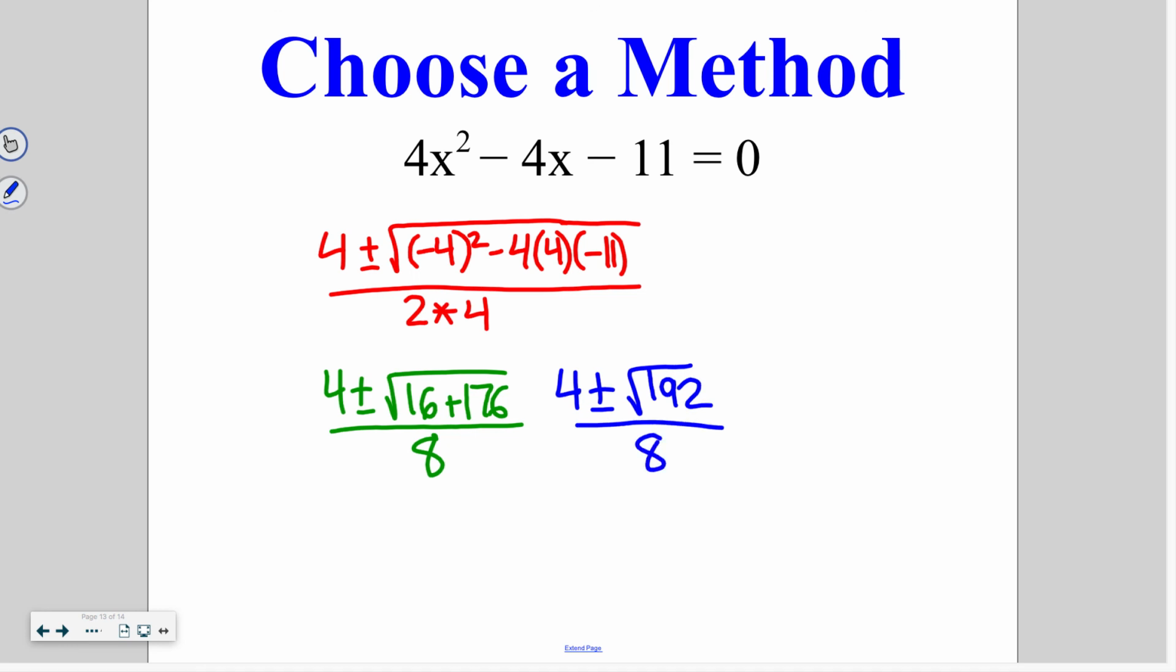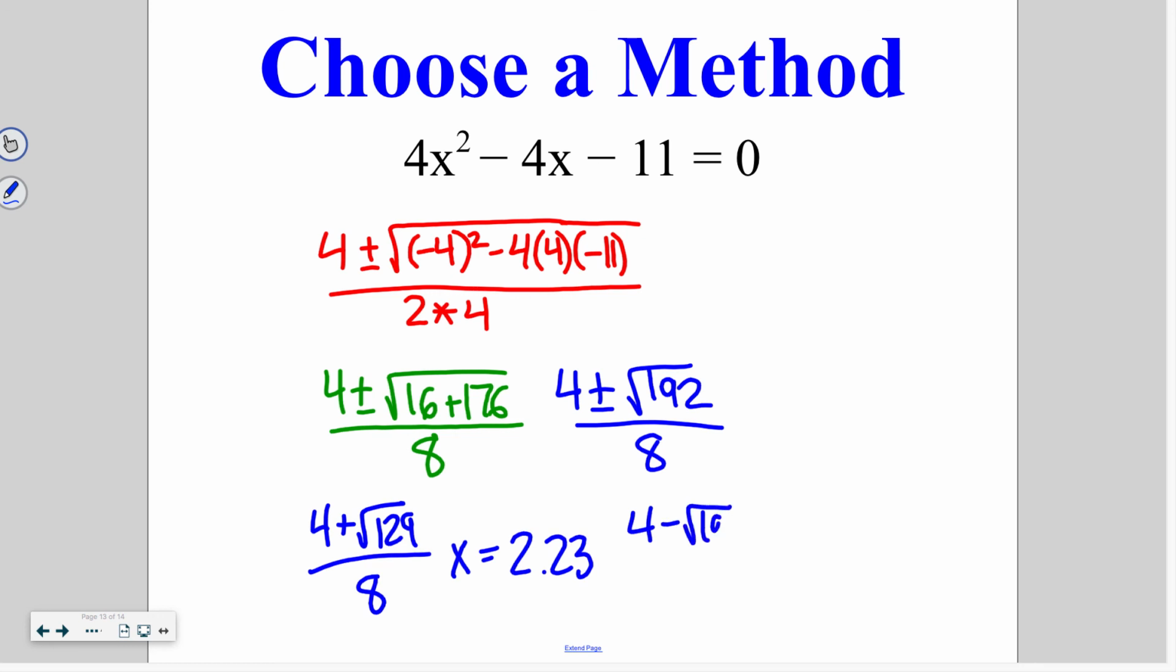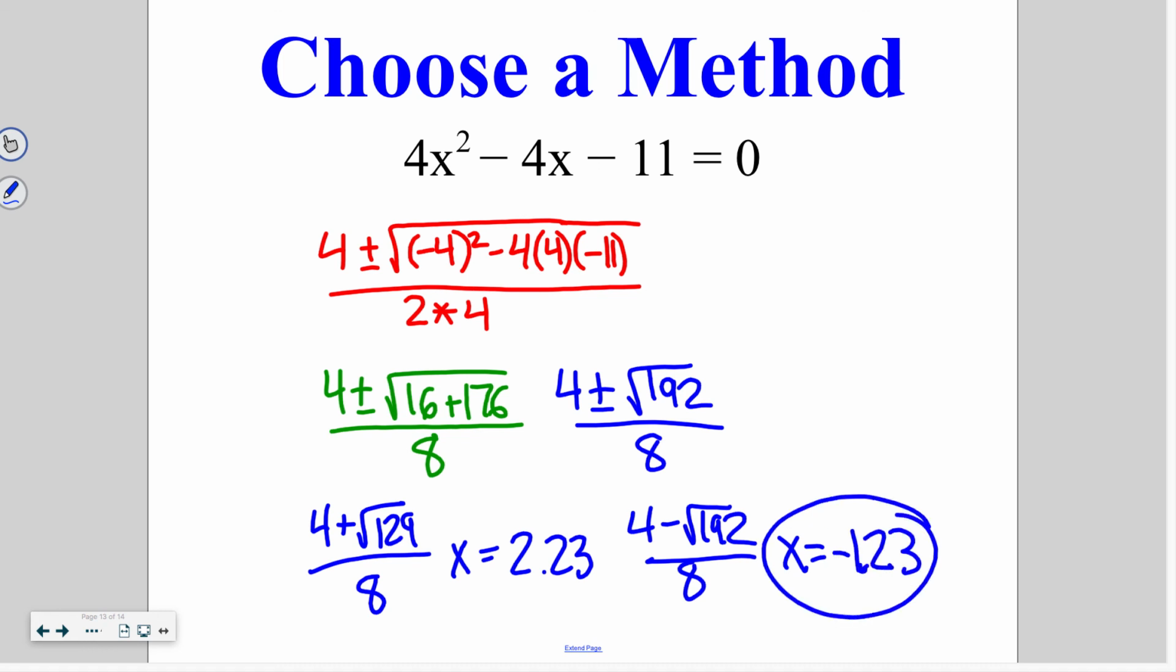Plugging both of those into the calculator, the first one with the addition, 4 plus the square root of 192 divided by 8, is going to give me an answer of x is equal to 2.23. And the second one, where we are subtracting that square root value, gives me x is equal to negative 1.23. So again, our two answers.